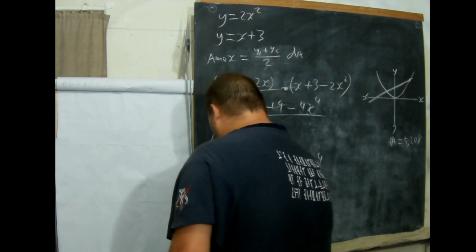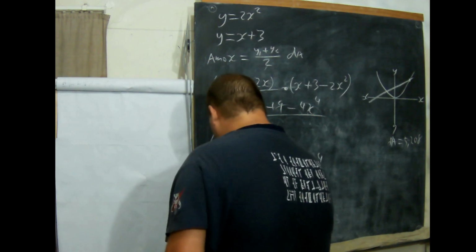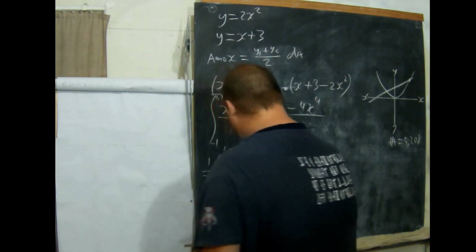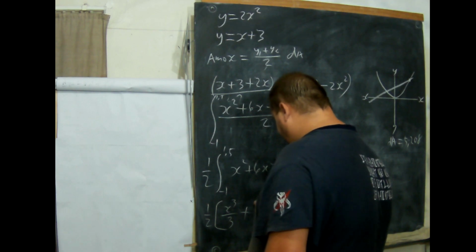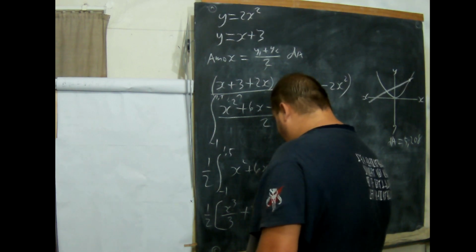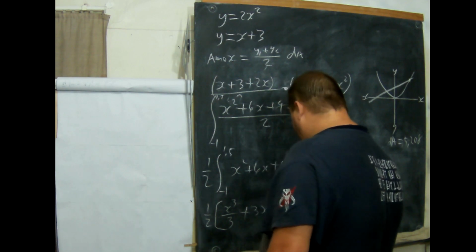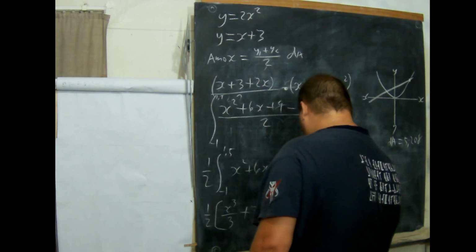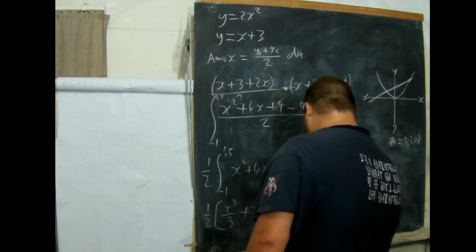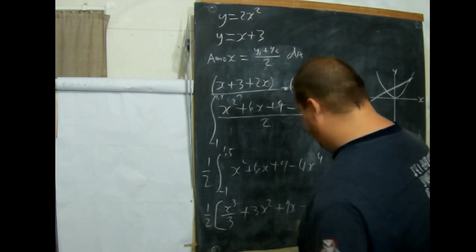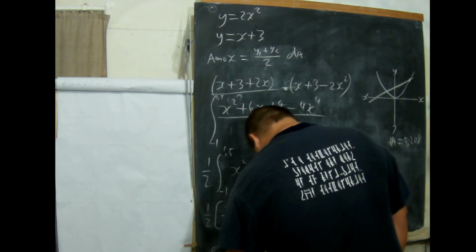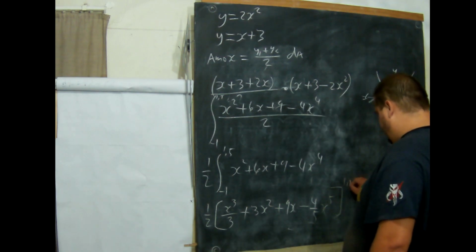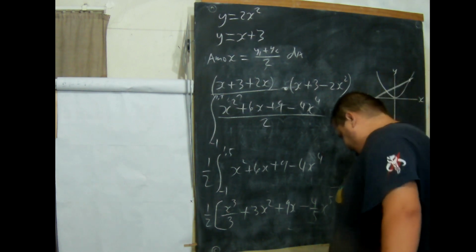We got a half, x squared is x cubed over 3 plus 6x is 3x squared plus 9x minus 4 over 5 x to the 5. That's 1.5 and minus 1. Okay.